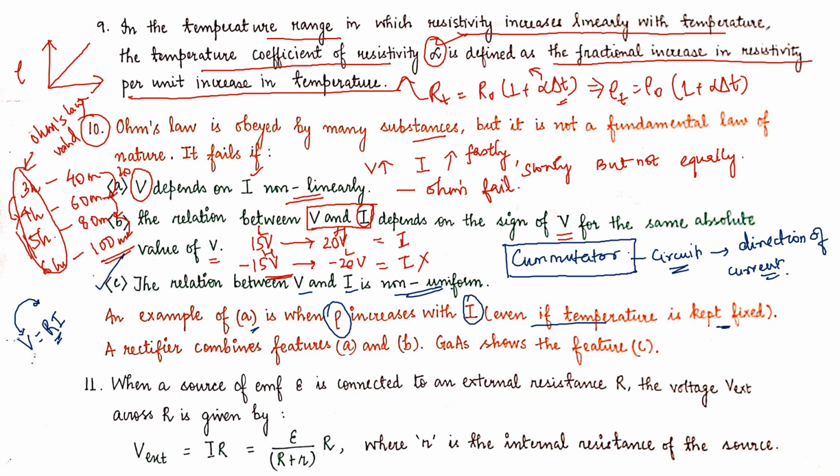A rectifier combines feature A and B. GaAs shows feature C. I'll make you understand. A rectifier is a device which rectifies the wave. Like if we are giving it a sine wave, it takes all the positive values and leaves out the negative values. So just mark this point, rectifier. I'll explain in the end of this slide.